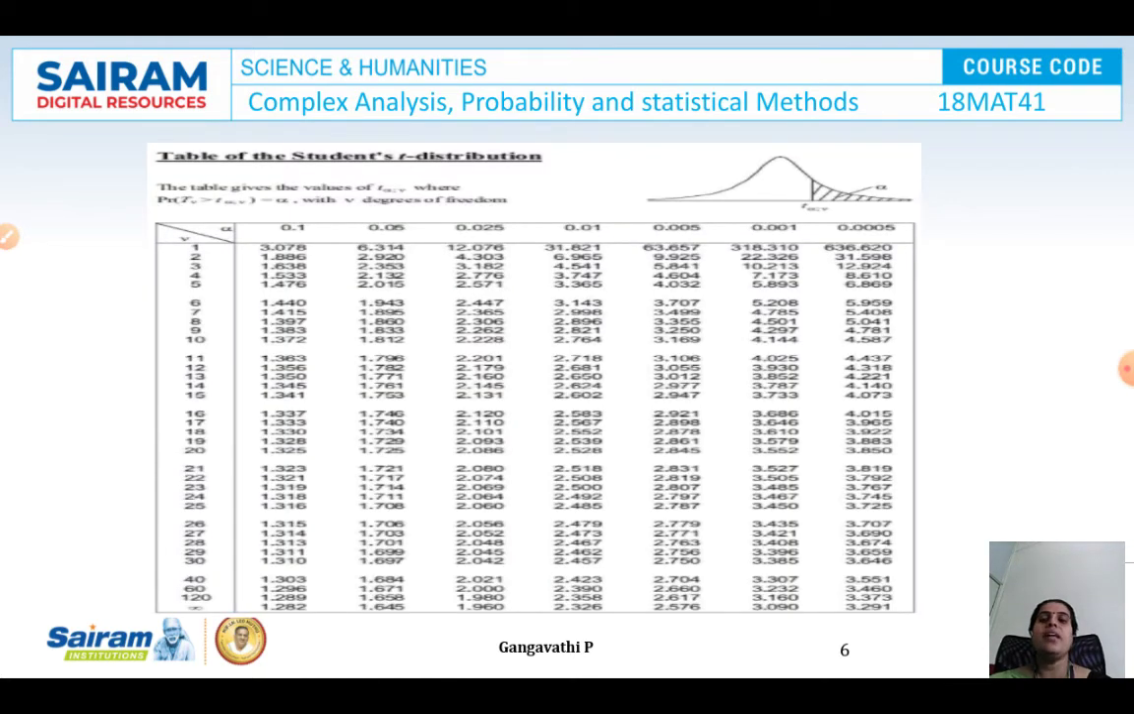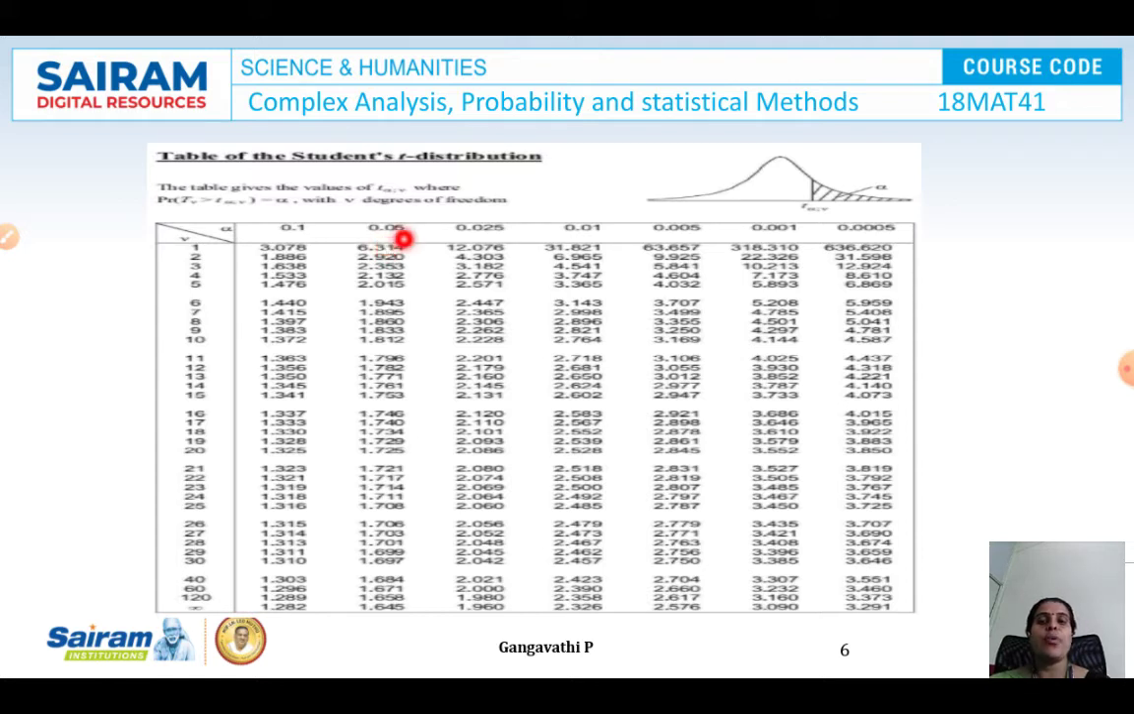So this is the table of student t distribution. You can see it has been given here. Usually in the examination or in the internals, the question will be given and the reference values, what you obtain from the table, will also be given as a hint. If in case it is not given, only then you need to use the t distribution table. Here, this is the degree of freedom and this is at the confidence limits.